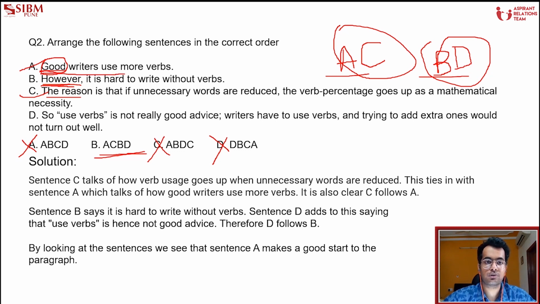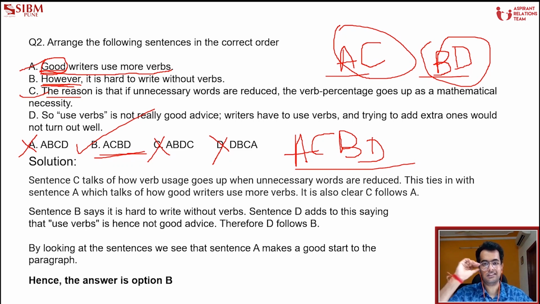Good writers use more verbs. So therefore we'll start with sentence A. So we can simply say A, C, B and D would be the correct order, which is option B. Right?